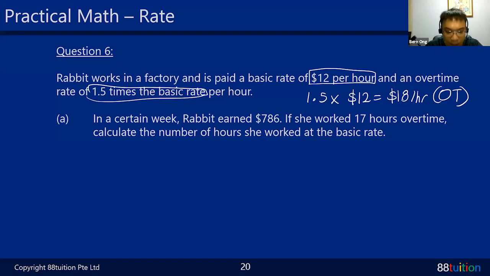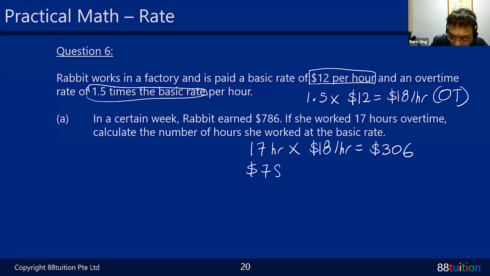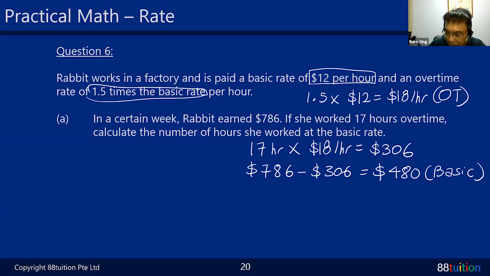Good job. In a certain week, Rabbit earns $786. If she works 17 hours overtime, overtime is $18 per hour. 17 times 18 is 306. Which means the remaining money is for normal time. She earns 786 minus 306 in total, and that will give you 480. This 480 is your basic rate pay, and the 306 is your overtime.